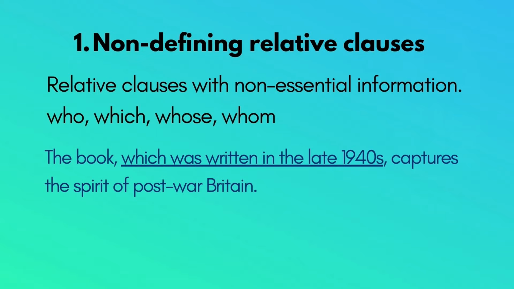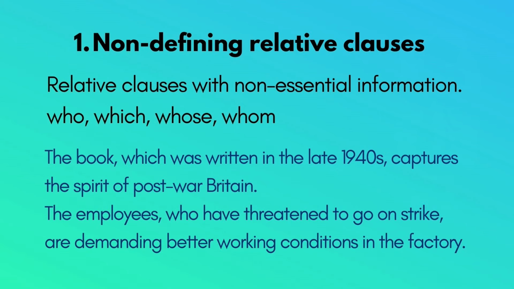So this is extra information. This is non-essential information. And there are the commas. I circled them in case you couldn't see them, but you have to put 1 comma before the relative clause and 1 comma after the relative clause. It's that simple. Let's look at another example. The employees who have threatened to go on strike are demanding better working conditions in the factory. So again, the relative clause there is who have threatened to go on strike.